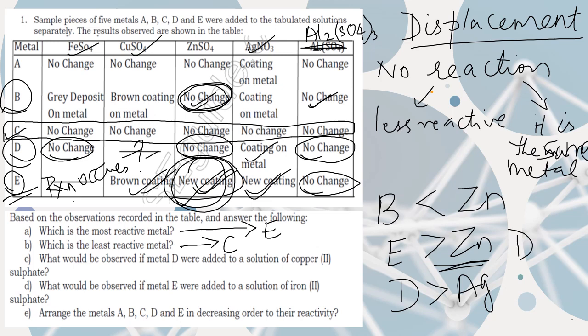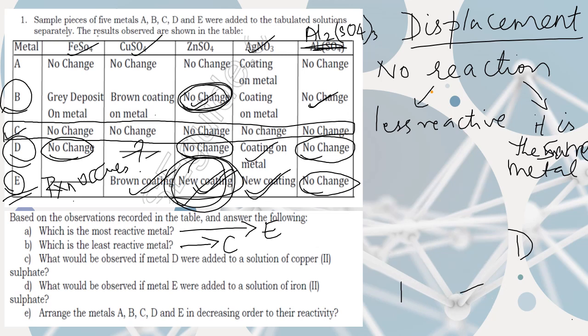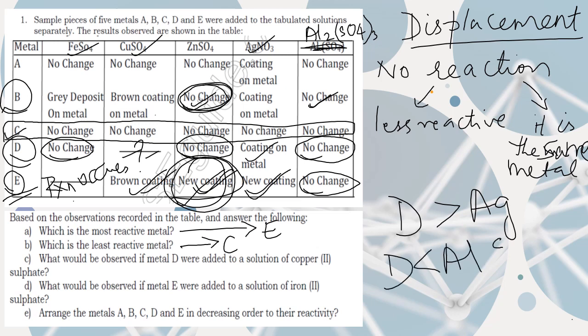And metal D is more reactive than silver. So we need to see if it can displace copper as well. More reactive than silver. But we know it is less reactive than aluminium and zinc. Metal D is less reactive than aluminium and zinc. That is why there is no reaction taking place.